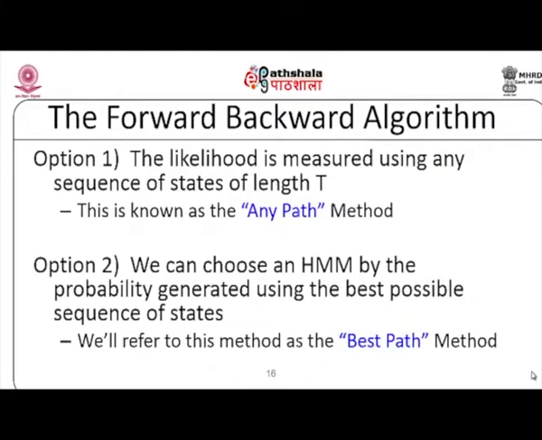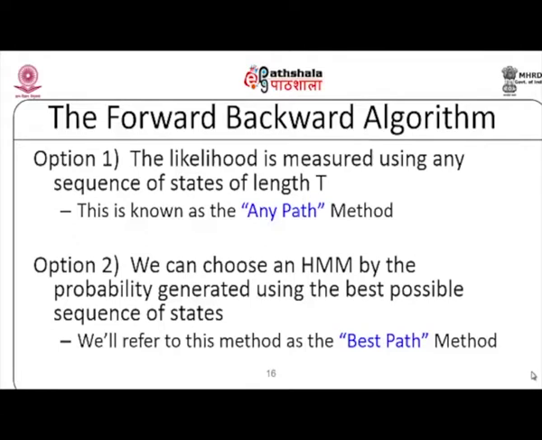The likelihood is measured using any sequence of states of length T. This is known as the any path method. This is to tell you the difference between Baum-Welch and the Viterbi algorithm, but at present we are just trying to find the probability of the observation sequence, whatever may be the path used. So, it is called an any path method. The second option is we choose the HMM by the probability generated using the best sequence of states.